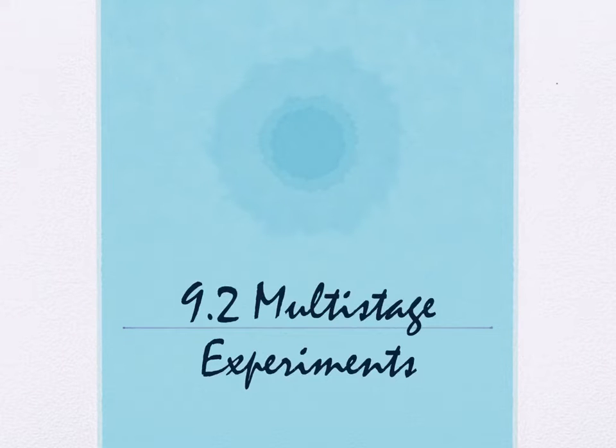All right, 9.2, we are going to be looking at multi-stage experiments. So in 9.1, every experiment that you looked at, you did the experiment one time, right? You took like one number or one ball out of the hat or something like that. It was always just experimenting and doing something once. So what we're going to do in this section is we're going to do the experiment multiple times.